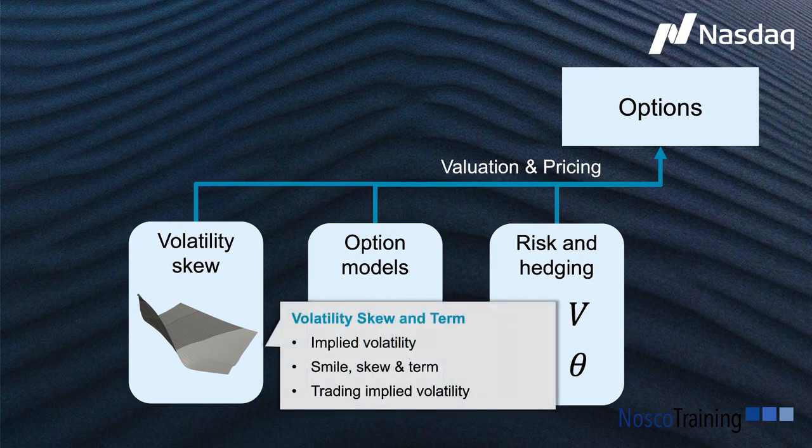The volatility skew and the volatility term structure provide information on the relative costliness of options with different strike prices and different expiration dates.